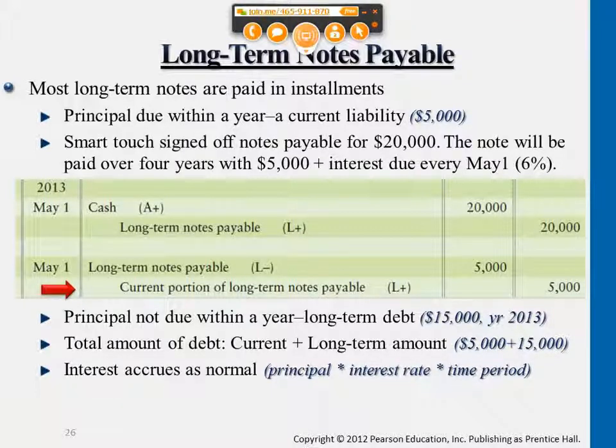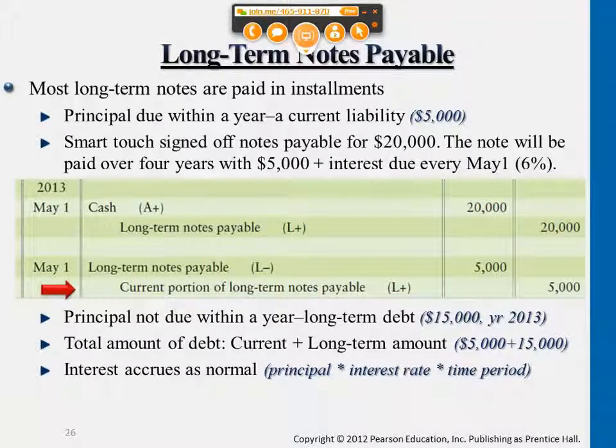Do we calculate interest based on 5,000 or 20,000? 20 because that's the principal amount, right? Currently, there's still $20,000 that's due, so by the end of this year, it will be $20,000 times the interest rate, it's given 6%, times 8 over 12.